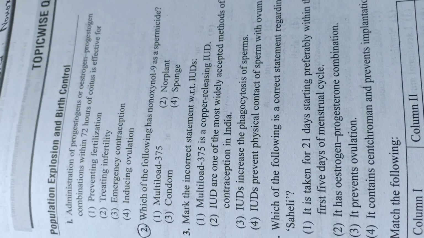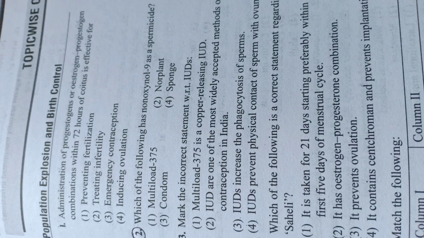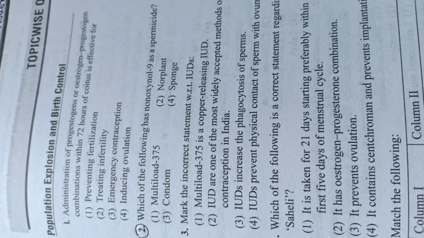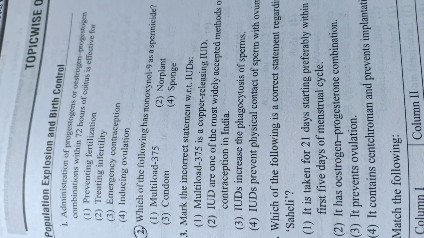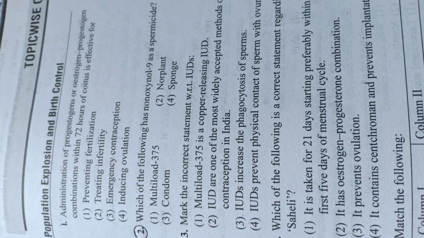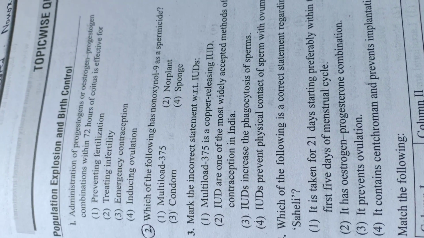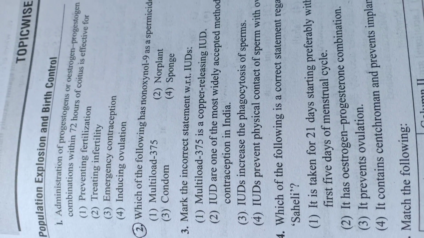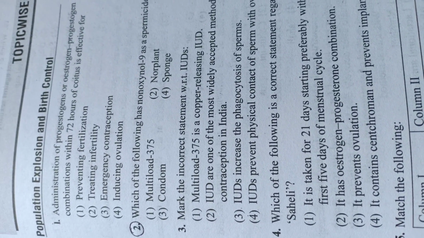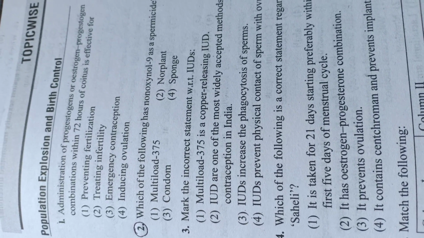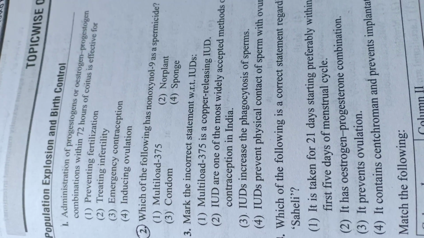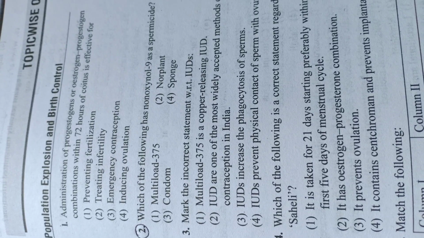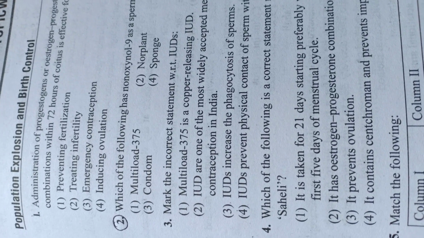That is, which of the following has nonoxynol-9 as spermicide? Now, let us see the options first. Multiload 375, Norplant, condom and sponge. Now, Multiload 375 is the IUD, a copper releasing IUD. There are three types of copper releasing IUDs, that is Copper T, Copper 7, Multiload 375. They release the copper ions. So the released copper ions act on the mobility of the spermatozoa, so the spermatozoa cannot move. Like that the Multiload 375 will act.